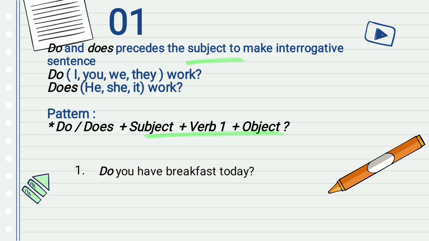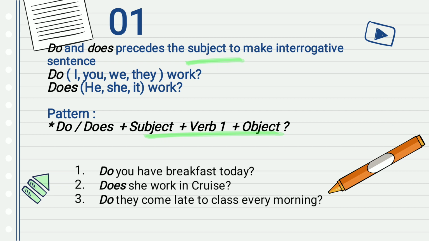Look at the example here. Do you have breakfast today? Number 2. Does he work in Rush? Number 3. Do they come late to class every morning? Number 4. Does your dog bite? So in this interrogative sentence, all the auxiliary verb do and does precede the subject. Jadi semua kata kerja bantu dalam kalimat ini mendahului subjek atau datangnya sebelum kata kerja.